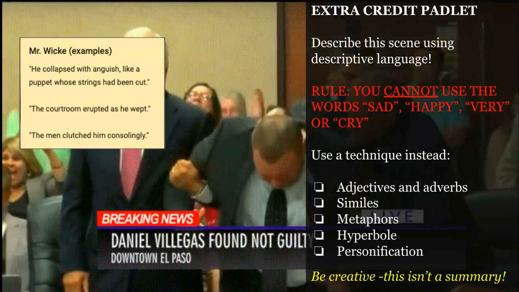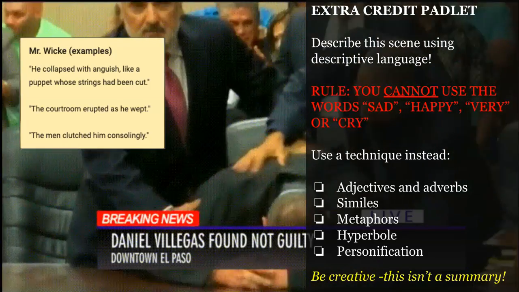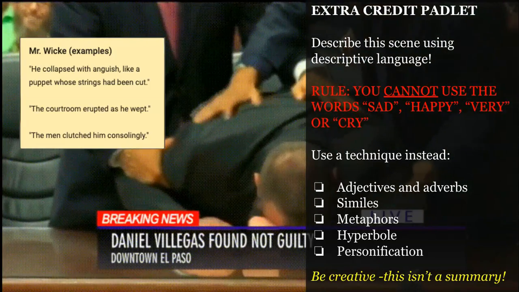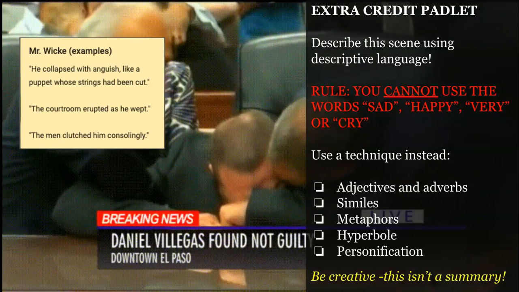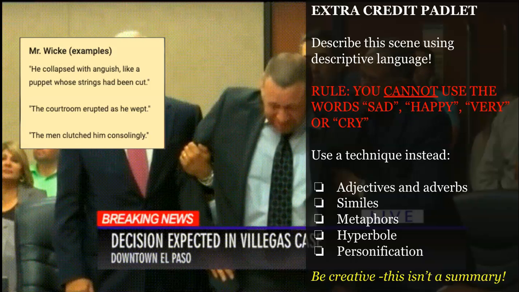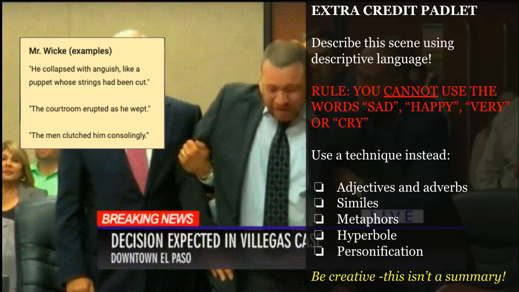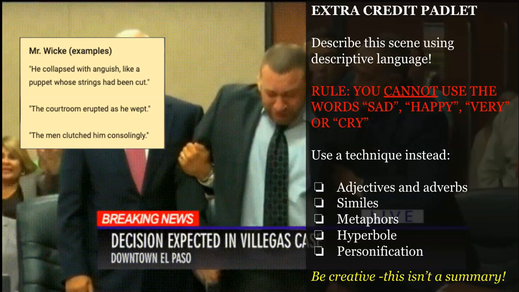You could say something like, he collapsed with anguish like a puppet whose strings have been cut, or the courtroom erupted as he wept, or the men clutched him consolingly. This really gives the reader a strong idea about this particular scene.